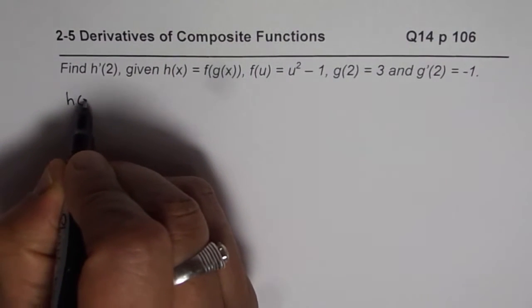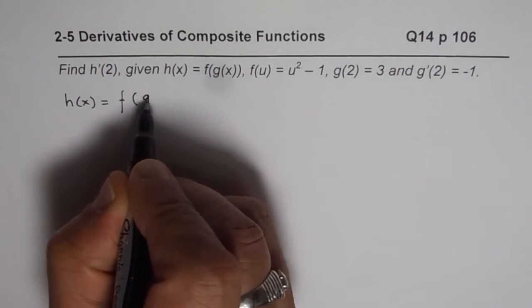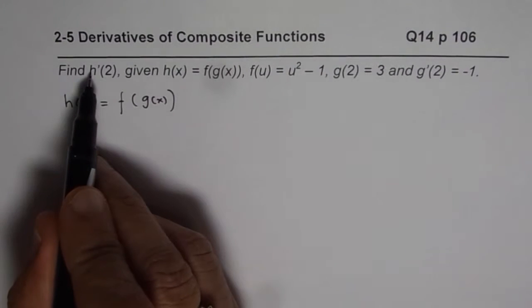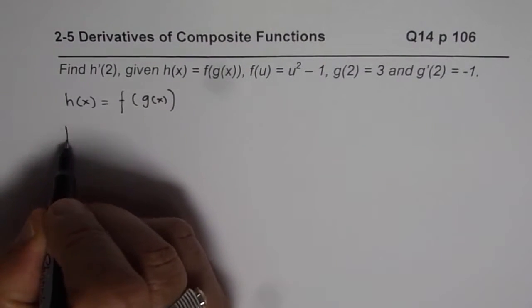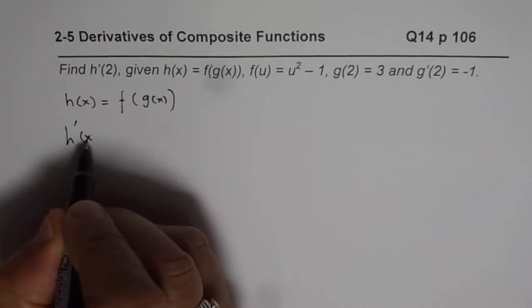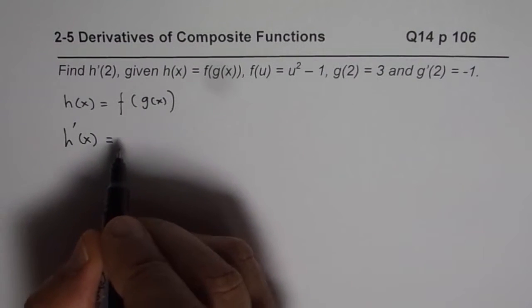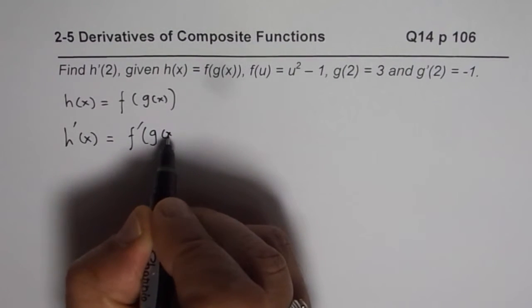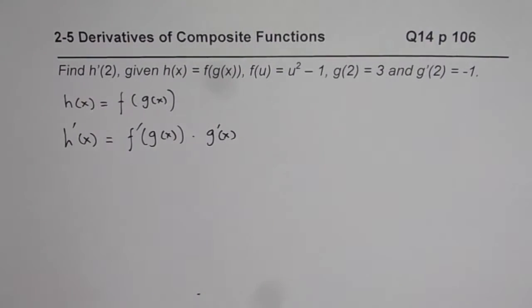We are given h of x as a composite function, which is f of g of x, correct? So that is h of x. We need to find the derivative of h at 2. So applying the chain rule, we know what h dash of x equals. The derivative of h in prime notation we could write as the derivative of the function f of g of x times the derivative of g of x, right? So that is your chain rule.